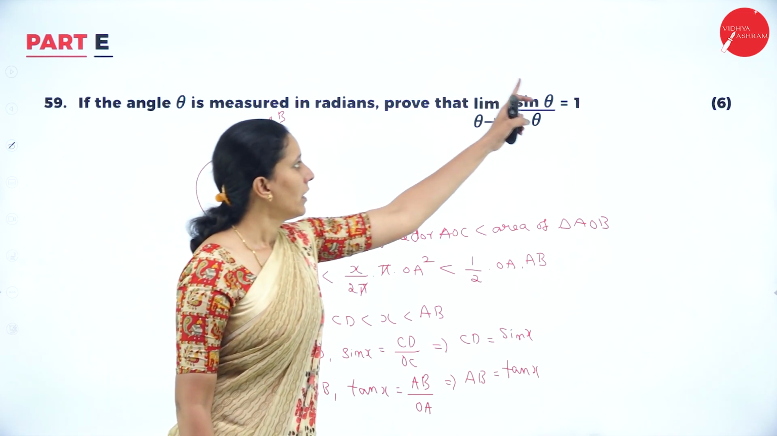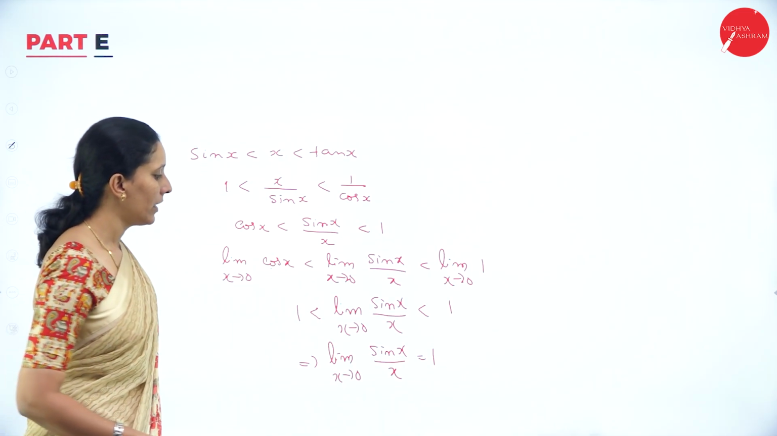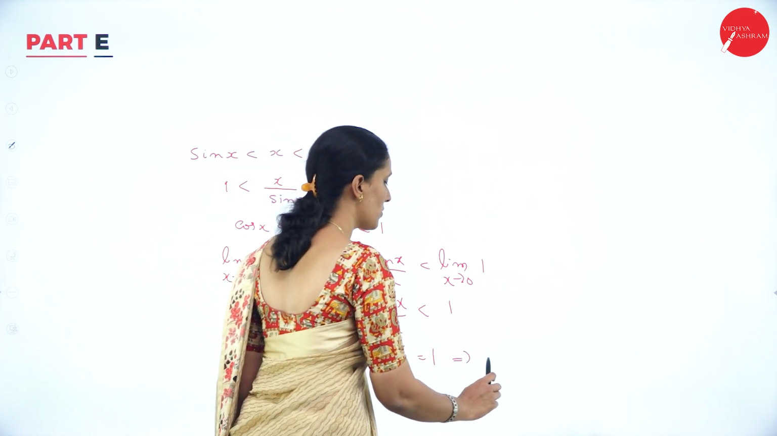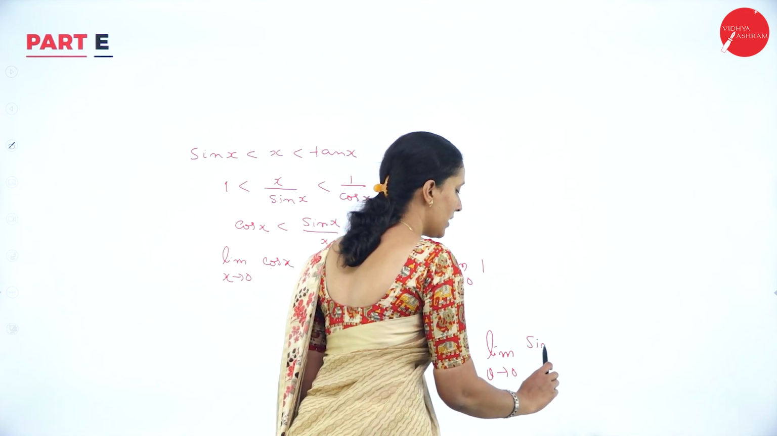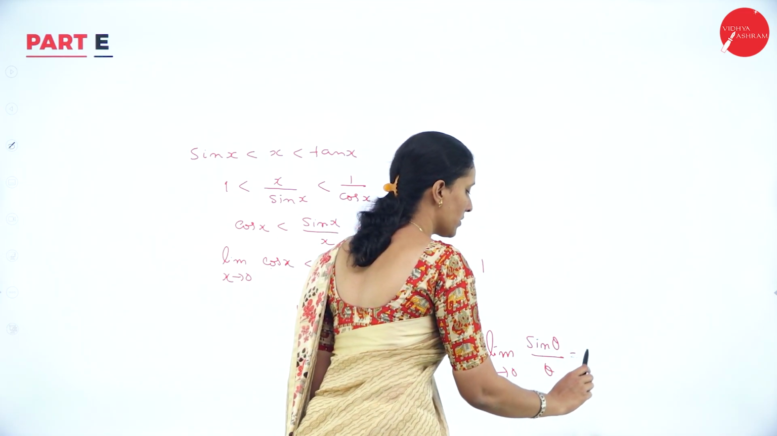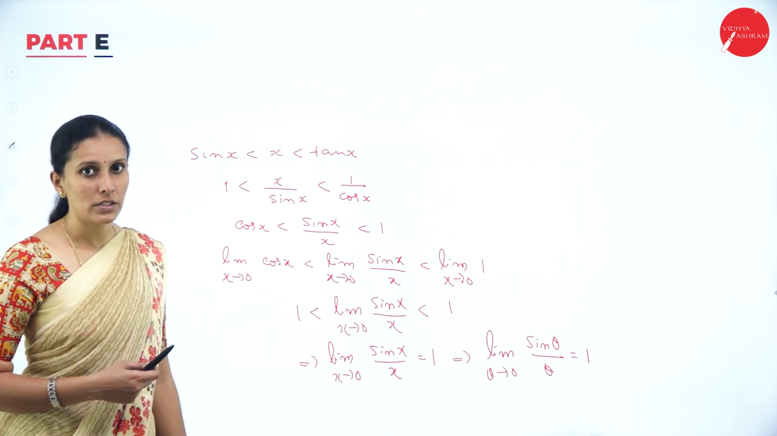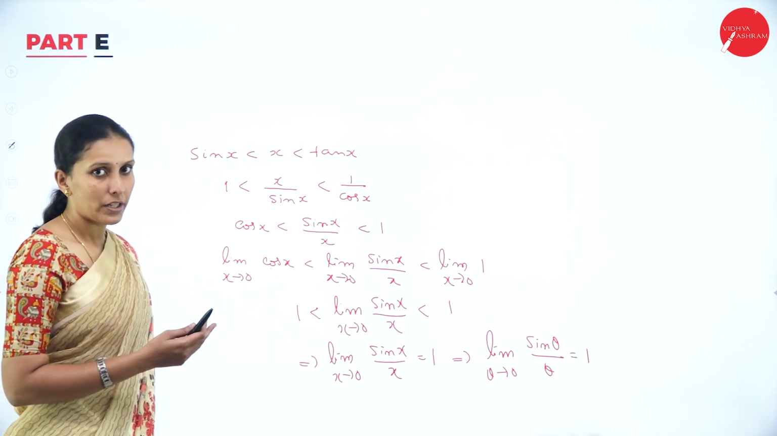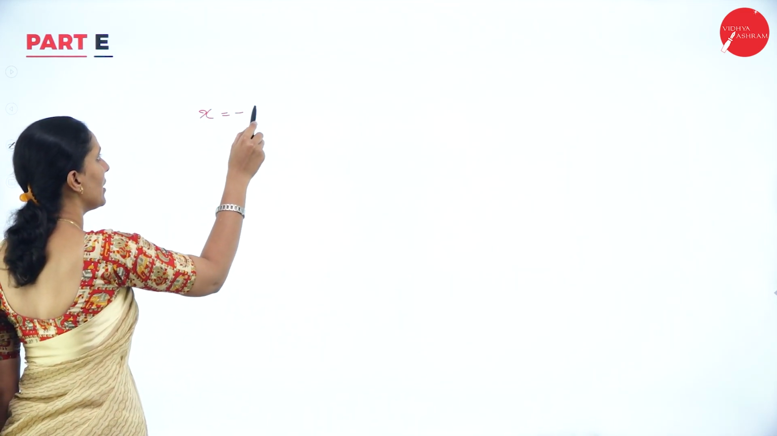So since the variable is theta here, you can also take this in terms of theta. So this also implies limit theta tends to 0 sin theta by theta is equal to 1. So you can just take x is equal to theta there. So this is for positive. Suppose we measure the angle in the anticlockwise direction, then let's take x is equal to minus theta.